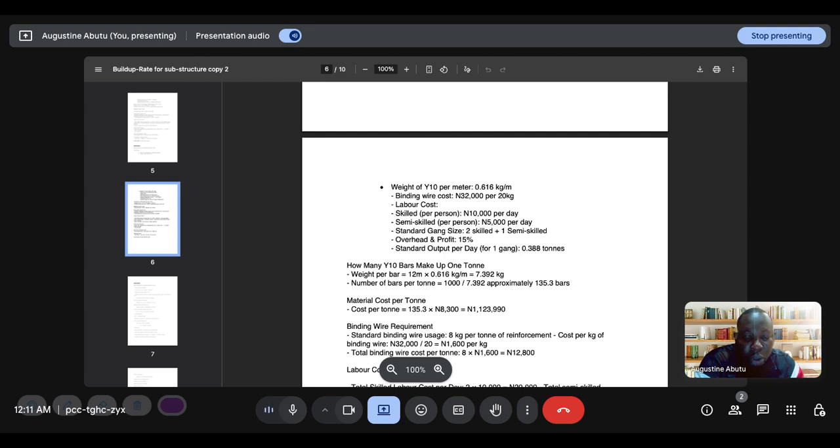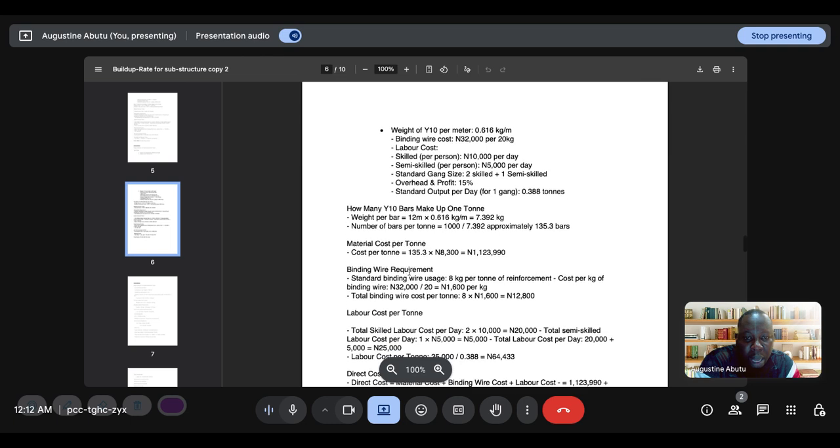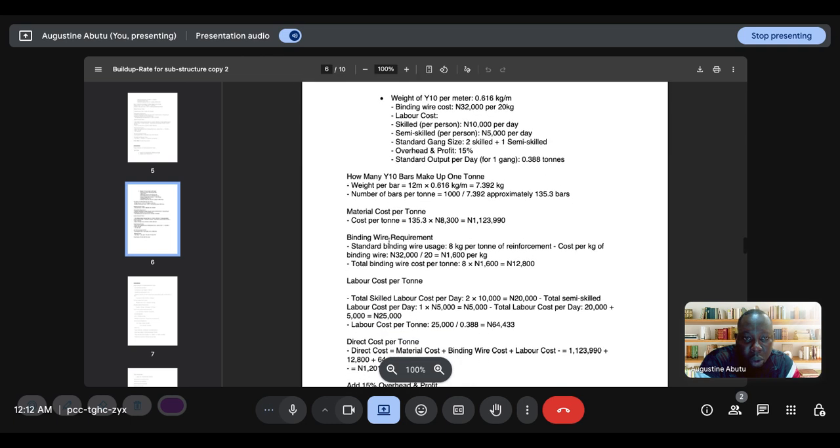Our labor cost, skilled is 10,000, semi-skilled is 5,000. Standard gang size is 2 skilled and 1 semi-skilled. Our overheads and profit is 15%. Our standard output for one gang is 0.388 tons. So we'll be starting our calculation for material cost.